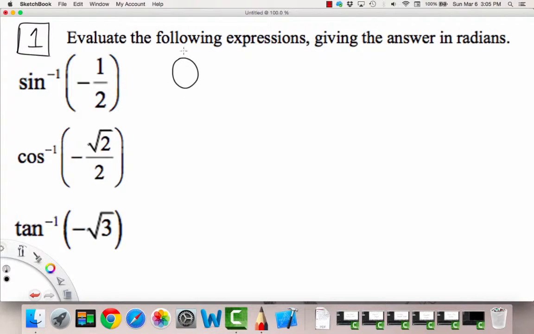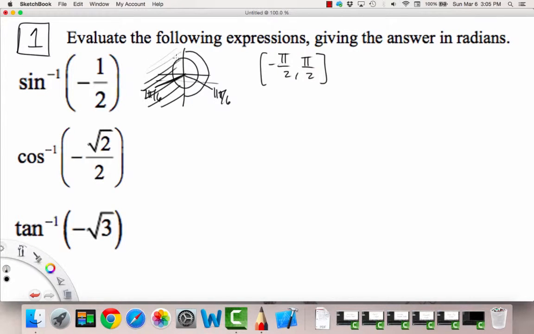If we look at our unit circle, -1/2 is around here or so. We could get this angle here or this angle here. This angle would be 7 pi over 6, and this angle is 11 pi over 6. If we consider the range, or the domain that we're allowed to use for our angles, it's from -pi/2 to pi/2. So that'd be from here to here. The 7 pi over 6 is definitely not in it.